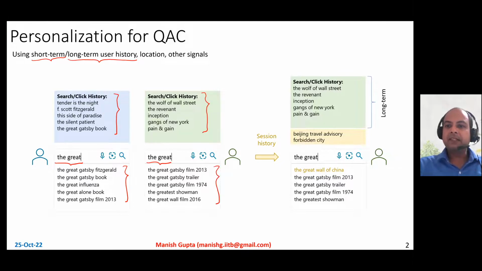Finally, let's consider a third kind of user who has traditionally been a movies kind of user, searching for a lot of movies, but recently she has been searching for things related to a trip to China. In that case, when the user types in "the great", we should show her the Great Wall of China right at the top. So that is what personalization can do for you in query auto-completion systems.